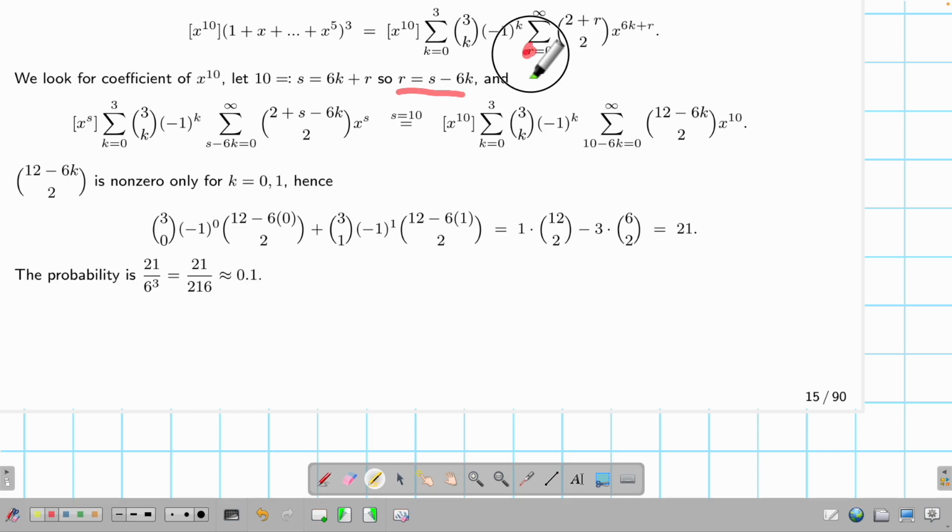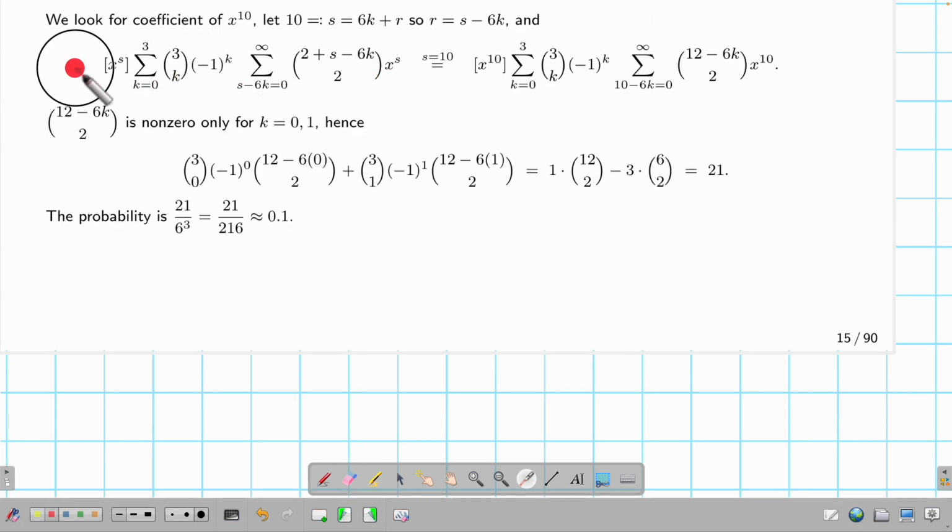So I have r here, I have r here, and I have r here. And by replacing with the red bar, r becomes s minus 6k, r becomes s minus 6k, and then r becomes s minus 6k. Together with the 6k, it will be s. So now we have this thing. I'm now writing everything in terms of s, okay? And since s is 10, we have x to the power 10 of this whole expression.